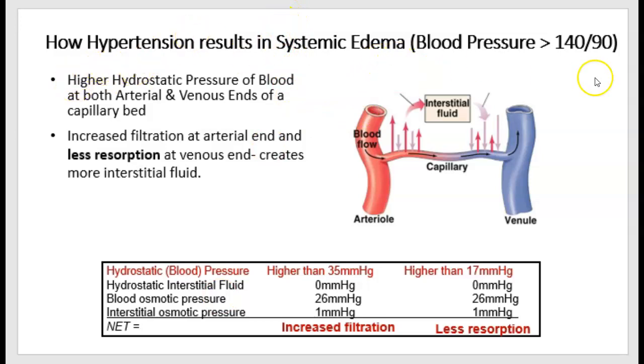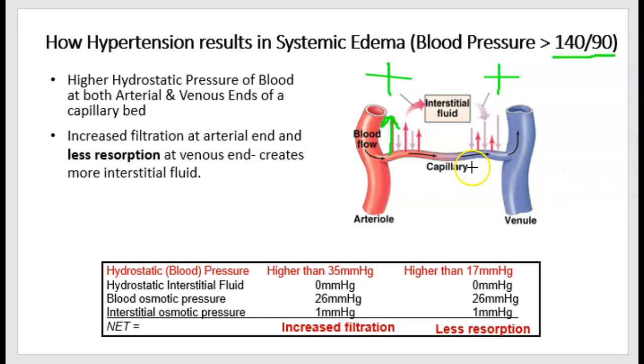Okay, so recall that hypertension is defined as a high blood pressure chronically over 140 systolic. And this high blood pressure is experienced, maybe not all the way to 140, but it's experienced at the arterial end of a capillary bed as well as at the venous end of the capillary bed. So both ends are going to have high hydrostatic pressure. That's a force of filtration, water leaving the blood.